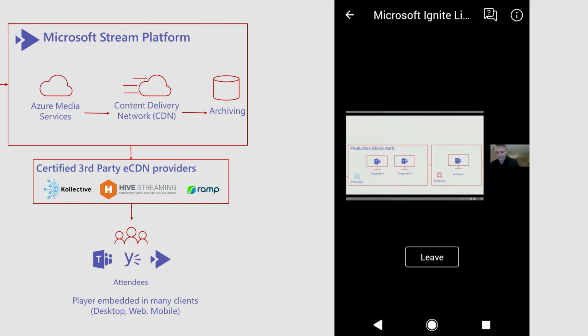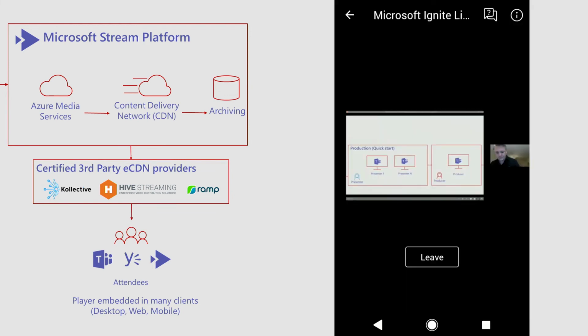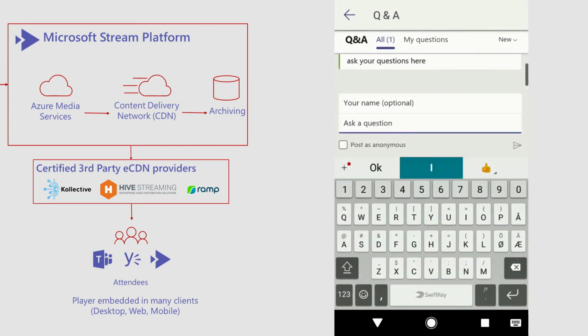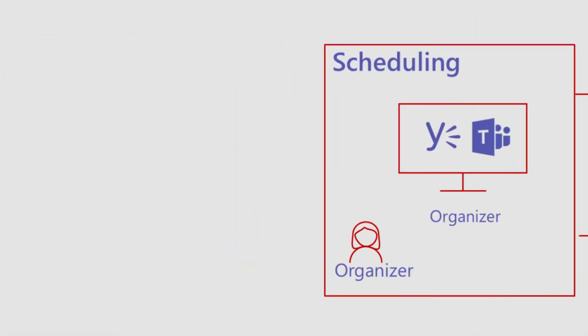You can consume it regardless, but for authenticated users, you need to be logged into your Teams client in order to consume the stream. You also get access to the Q&A module up here. So you get a native Q&A experience as well on any platform. So it's the same layout regardless of web, desktop, or mobile. So that was the scheduling experience, the production for Quick Start, how we consume it.